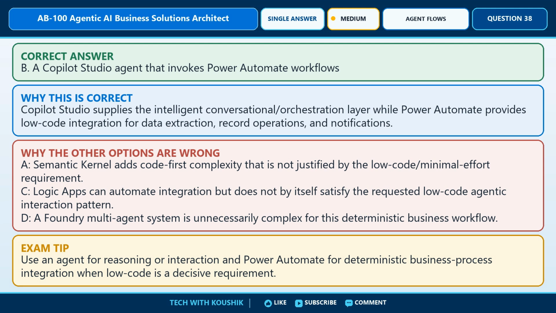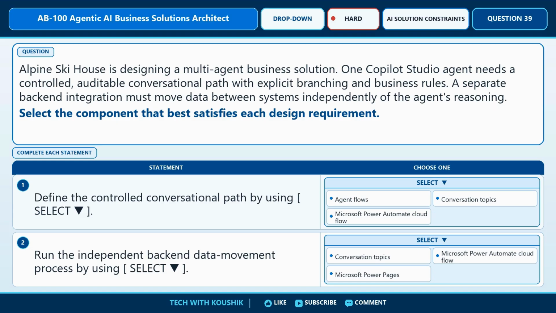Check why each remaining option is not the best fit. A, Semantic Kernel adds code-first complexity that is not justified by the low-code, minimal effort requirement. C, Logic Apps can automate integration but does not by itself satisfy the requested low-code agentic interaction pattern. D, a Foundry multi-agent system is unnecessarily complex for this deterministic business workflow. Use an agent for reasoning or interaction and Power Automate for deterministic business process integration when low-code is a decisive requirement.